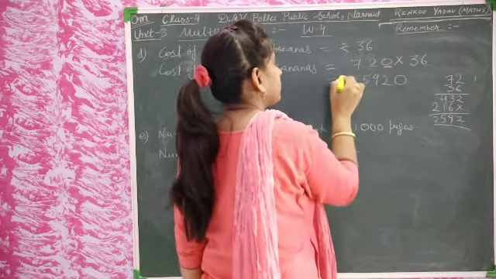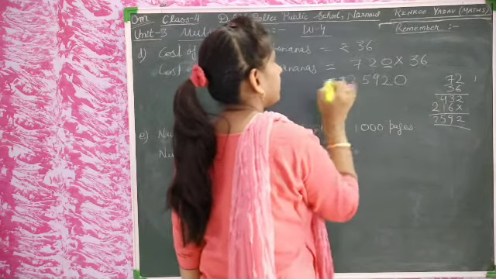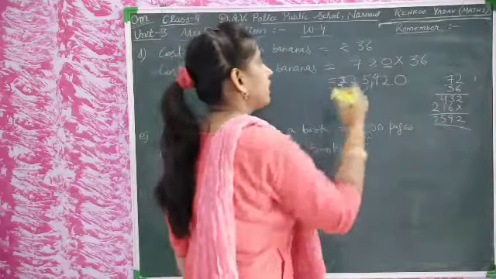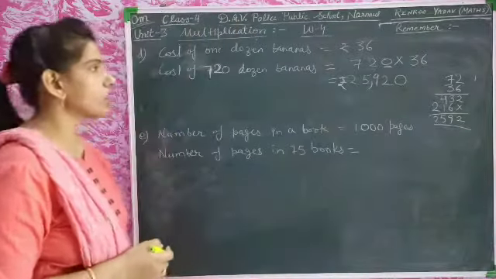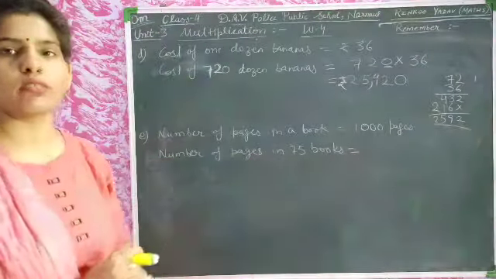Is this clear, students? This is rupees here. 25,920 rupees is the cost of 720 dozen bananas.